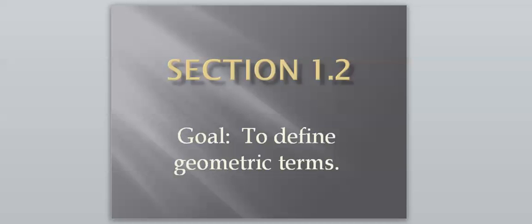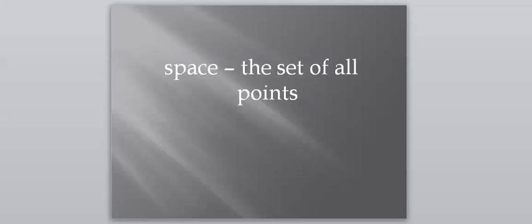Section 1.2, today we're going to define geometric terms. Our first definition is space. Space is the set of all points. We'll discuss space a lot as being the entire classroom. If you can imagine points on the walls and the ceiling, the floor filling up the classroom, all of those points comprise space.